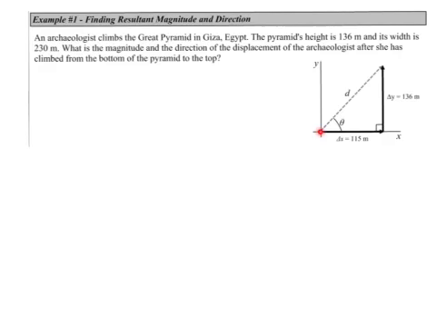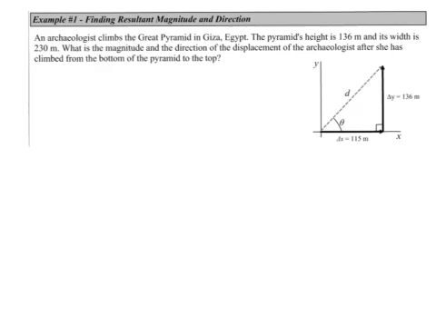So as she walks this pyramid, obviously she's going to go this direction, but that's the same as moving 115 meters this way and then climbing a ladder 136 meters up. You would get the same thing. So what we have here are two displacement vectors that result in this displacement vector here. We call these two vectors the components of this resultant vector.